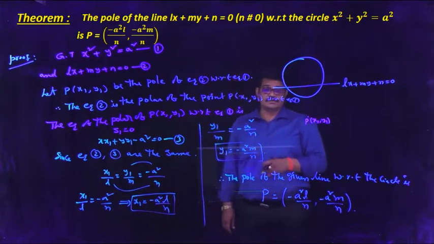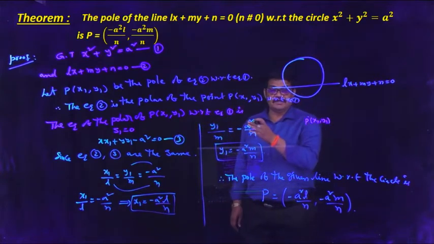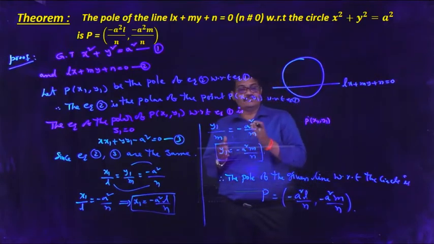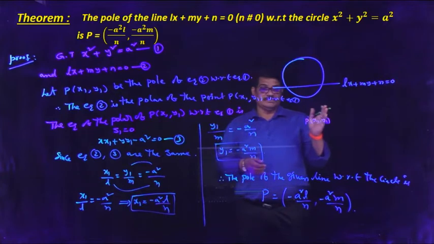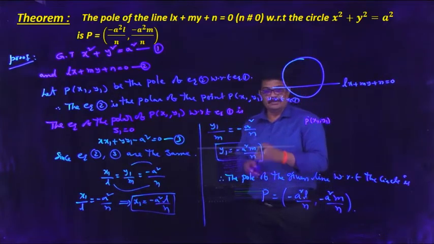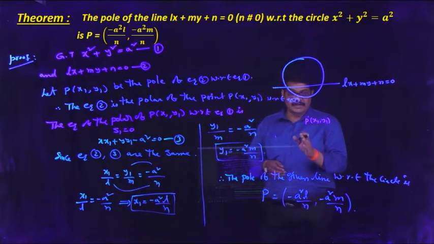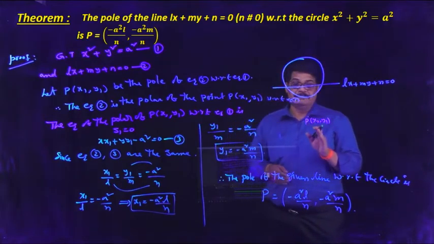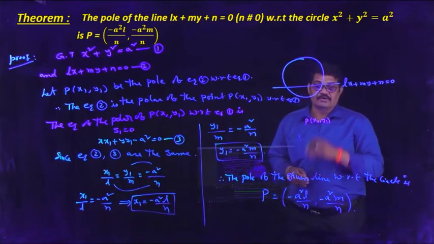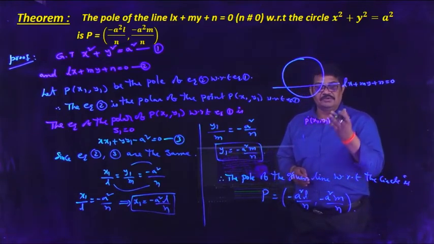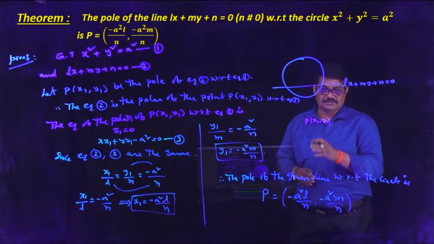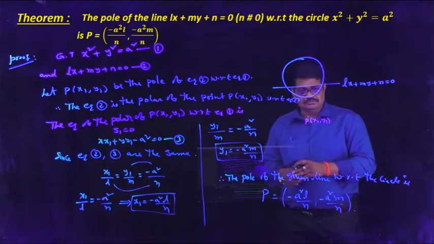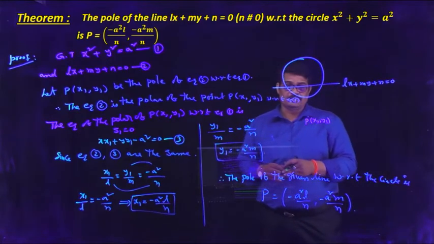Here circle is a simple circle. What is the simple circle here? The center is 0, 0 and radius is a. For this circle, we have to find the pole of the line Lx plus my plus n is equal to 0, the formula is P is equal to minus a square L by n, comma, minus a square m by n. This is the formula for finding the pole of the line with respect to the circle. Okay, this is the formula. It is very important and it is also used in objective problems.